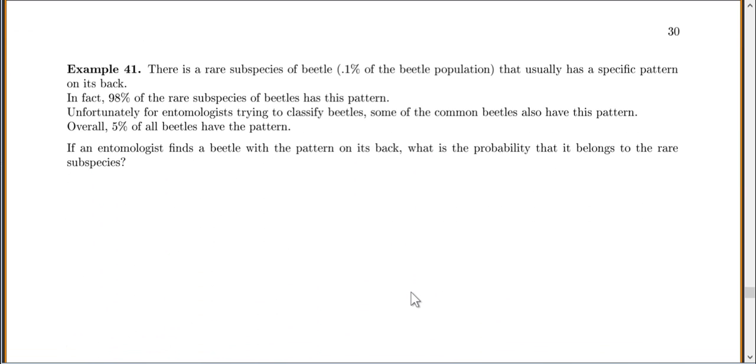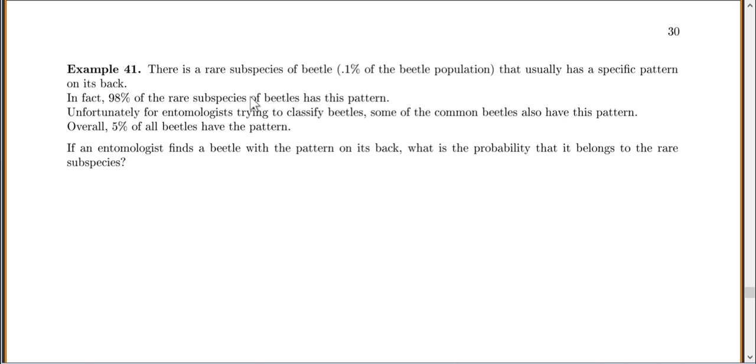Let's try it. So there is a rare subspecies of beetle, 0.1% of the entire population, that usually has a specific pattern on its back. In fact, 98% of the rare subspecies of beetles has this pattern. Unfortunately for the entomologists trying to classify beetles, some of the common beetles also have this pattern. Overall, 5% of all beetles have this pattern.